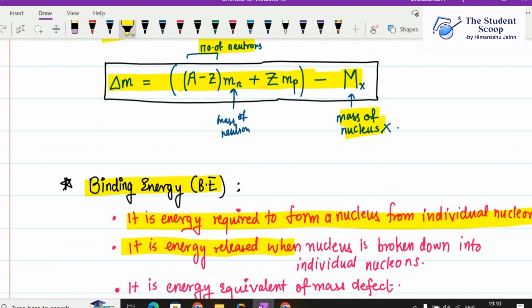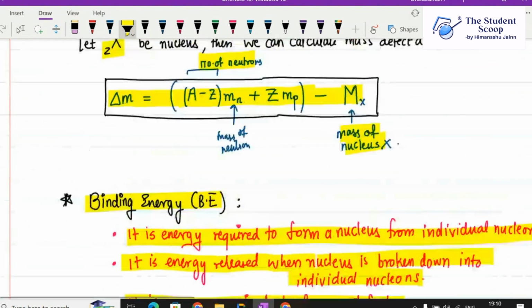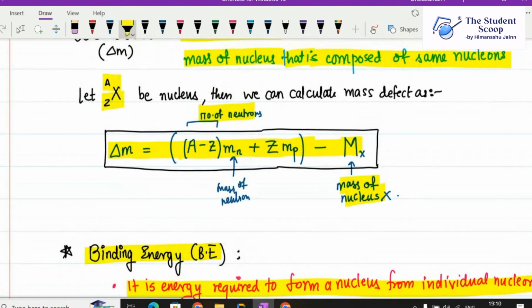It is also the same amount of energy that is released when the nucleus is broken down into individual nucleons, and it is the energy equivalent of the mass defect. So understand this: a proton outside a nucleus will have a higher mass, and a proton inside a nucleus will have a lower mass. That is the mass defect. What we see is that the mass of the nucleus is less compared to the mass of individual protons and neutrons if we add all those.